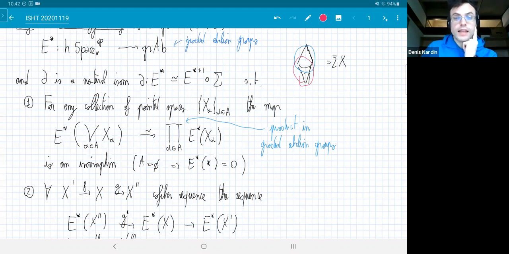You can actually play this game and see, for example, that you get the Mayer-Vietoris sequence for an open cover. You can get everything out of this data.